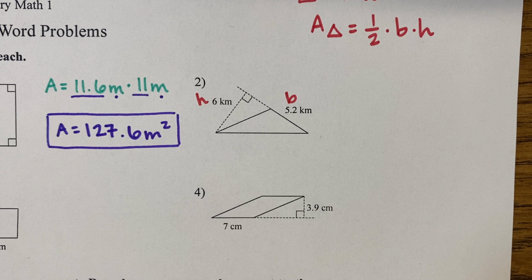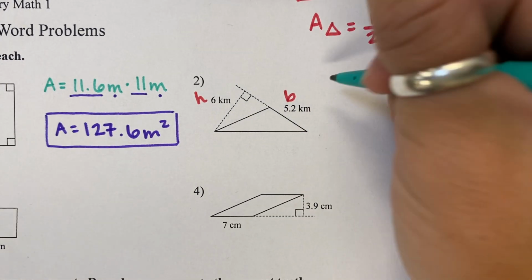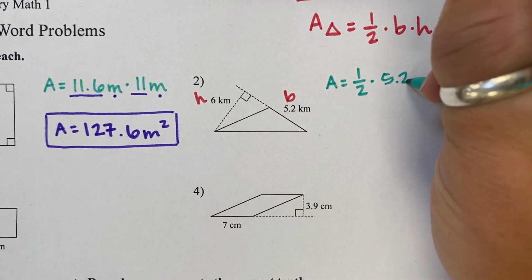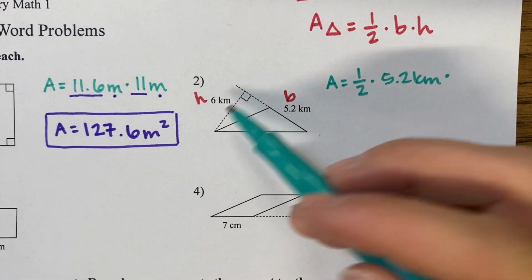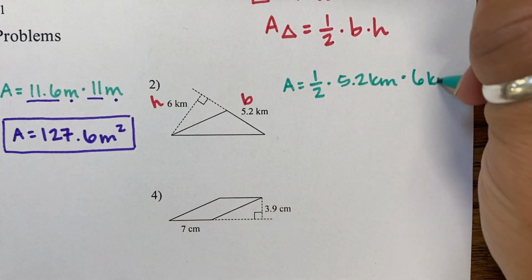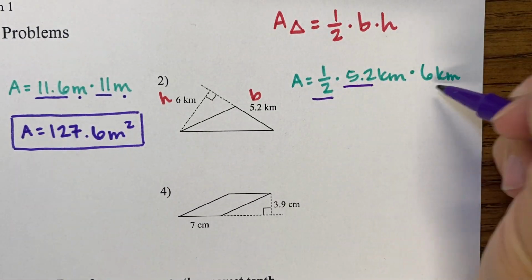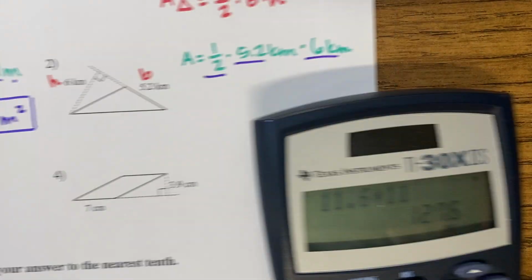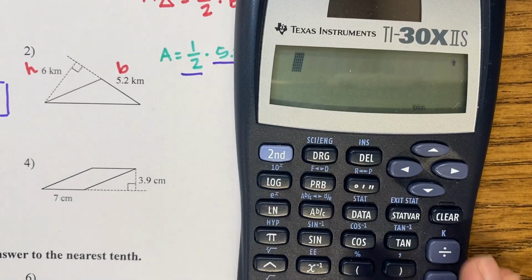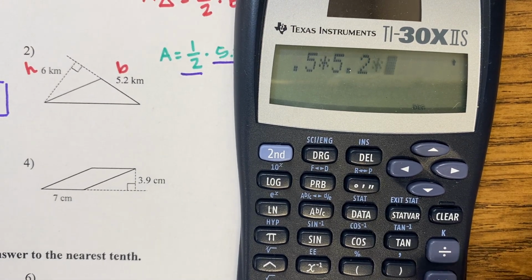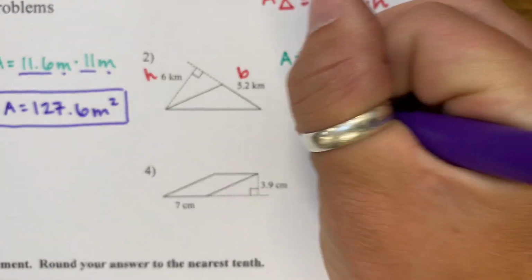Okay, so now that we know those two things, let's go ahead and plug it into our formula. So we have area equals 1/2 times my base, which is 5.2 kilometers, times my height, which is 6 kilometers. Perfect. Okay, well, now let's go ahead and multiply these. Actually, 3 numbers. Okay, well, what is 1/2 in the calculator? We can do 0.5 for 1/2 times 5.2 times 6. And we get 15.6.